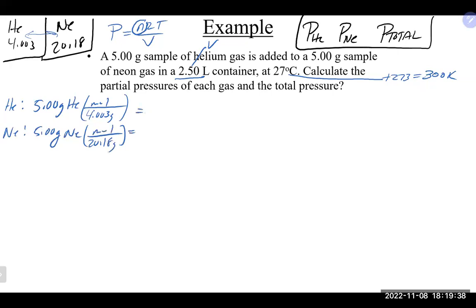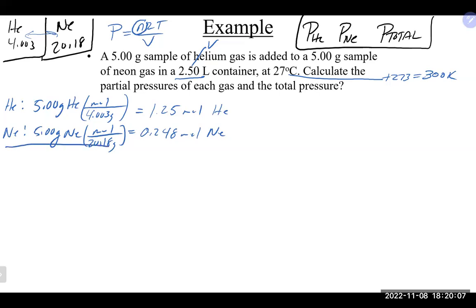That's going to give us 5 divided by 4.003, which is 1.249, we'll call it 1.25. And 5 divided by 20.18 gives 0.248 moles of neon. So really at this point, we have everything that we need to calculate it.